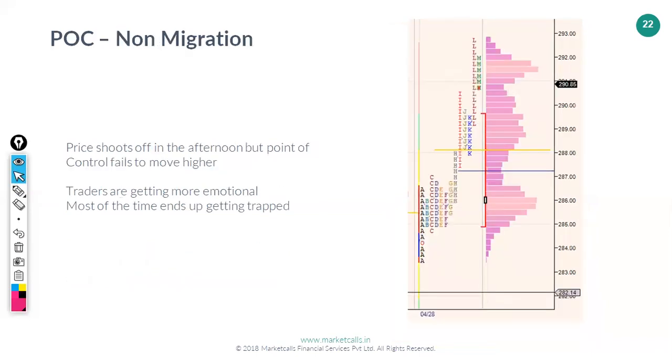So, POC non-migration, right? There are certain days where the point of control would have been initially formed over here.